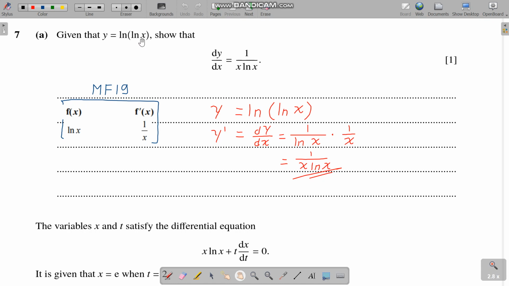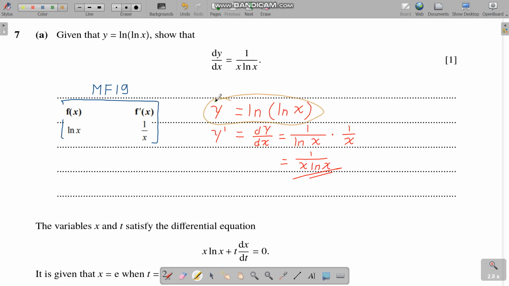Differential equations. Given that y equals ln x, show that dy/dx equals... So first of all, we're going to need the MF19 formula for the derivative of ln x. Ln x becomes 1 over x, so that's what we use here.